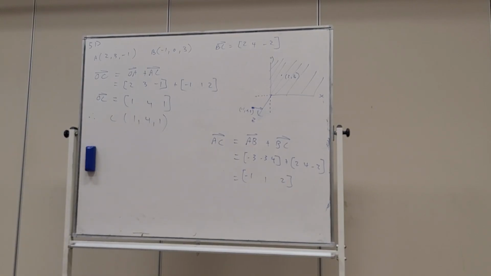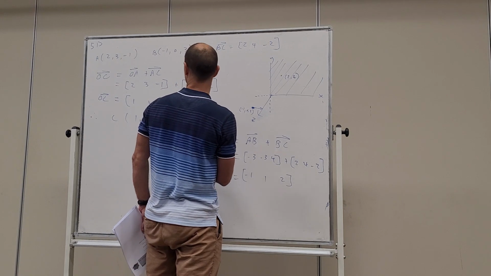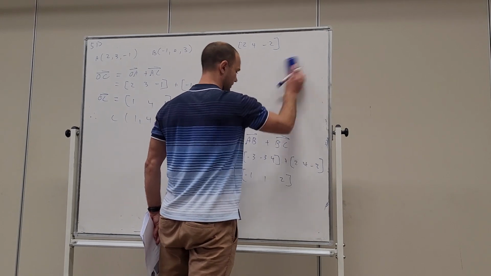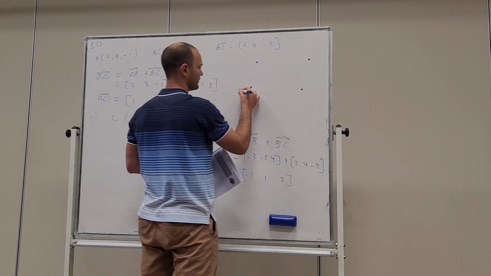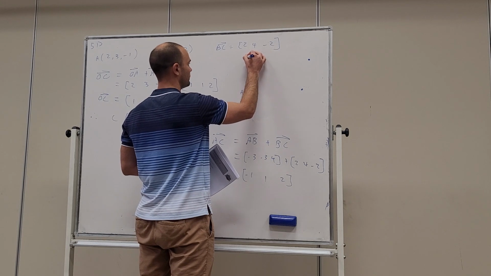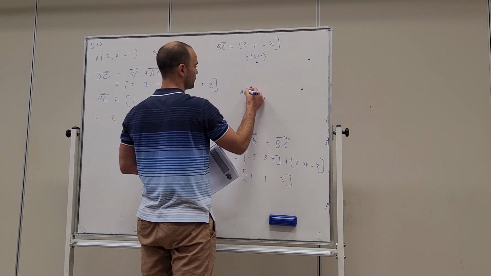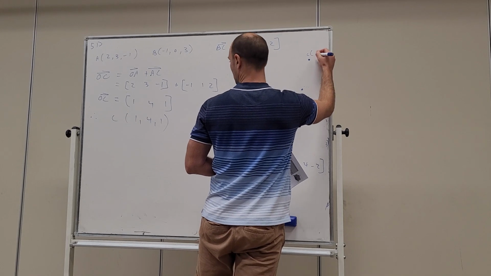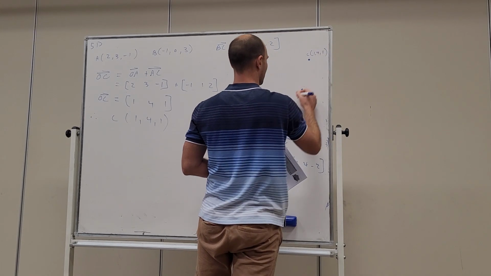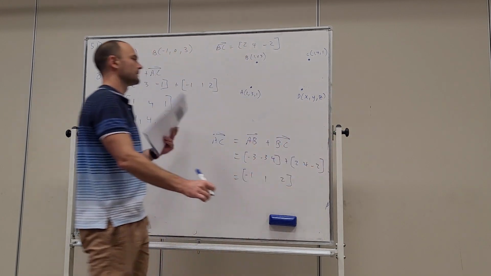Okay, find the coordinates of D given ABCD is a parallelogram. So let's sketch it quickly. And I don't want to rub out here because I might need it. So we've got A, we've got B, we've got C, and then we need D here. Let's put the coordinates here: B is (-1, 0, 3). A is (2, 3, 1). And then C is (1, 4, 1). And then we've got D, which is (x, y, z). We don't know the coordinates of D.